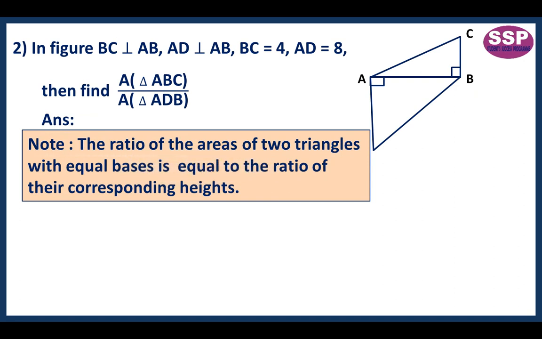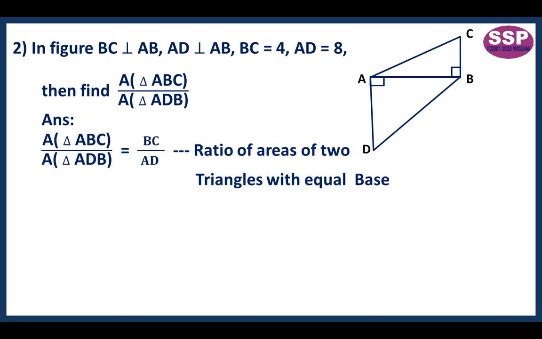Then we know the ratio of areas of two triangles with equal bases is equal to the ratio of their corresponding heights. That means ratio of area of triangle ABC and triangle ADB is equal to BC upon AD. That is the ratio of areas of two triangles with equal base. Putting the values is equal to 4 upon 8. On simplification, we will get 1 upon 2.